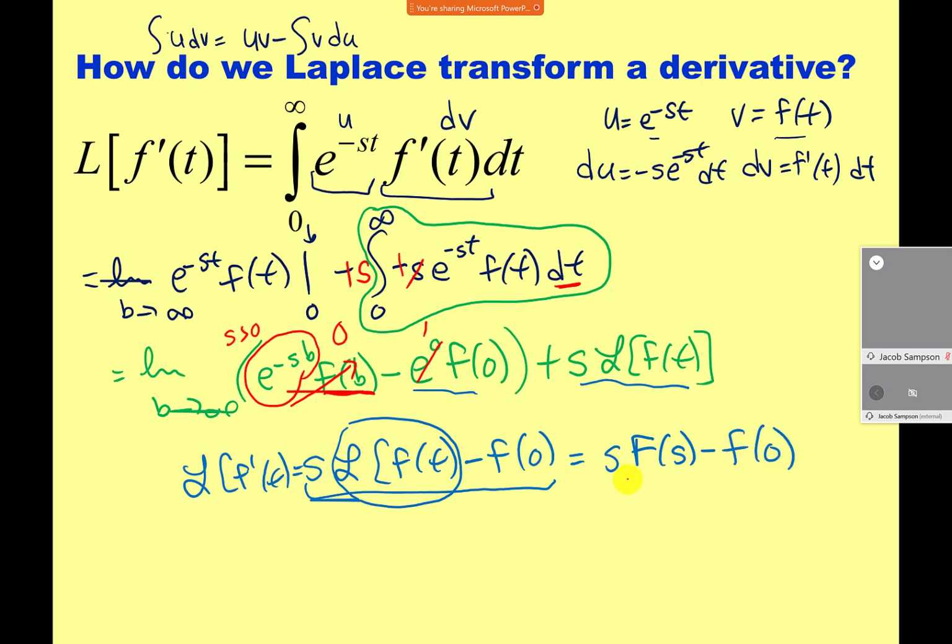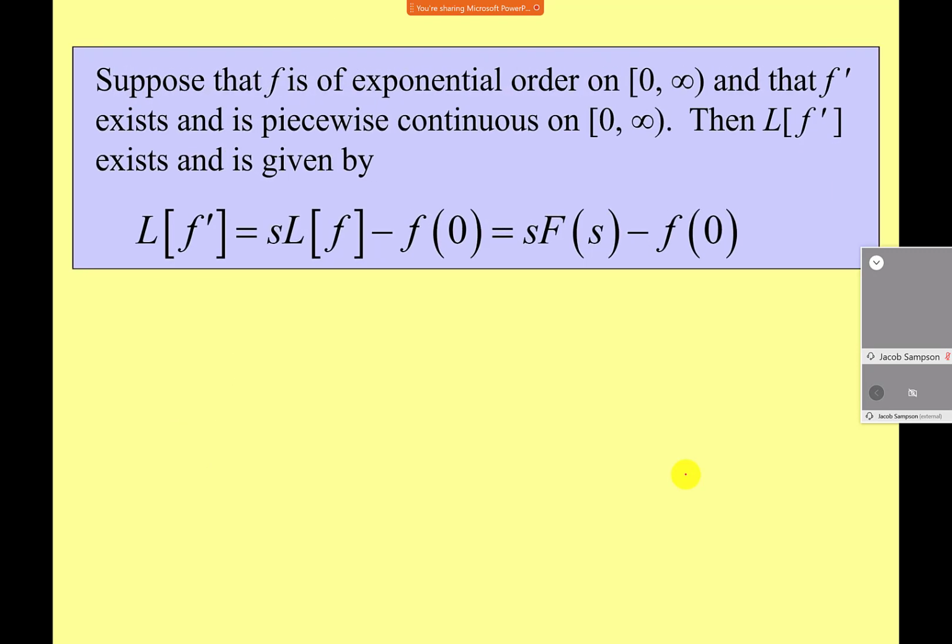which is just going to be a number. So this just means the Laplace transform of the function f of t. So we now have a formula for how to transform a derivative.